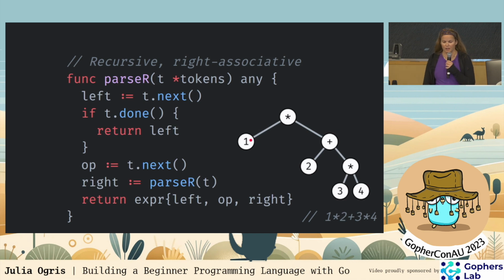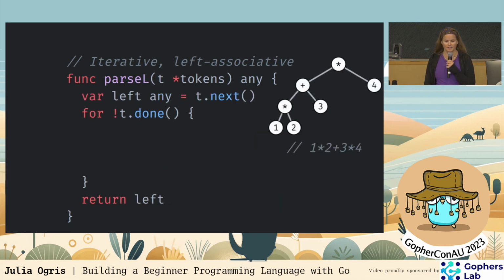Now its counterpart, the parse left algorithm, is counterintuitively, at least to me, not just a little rearrangement of what we've just seen. It can actually be expressed as an iterative algorithm. That's, I guess, because you go through the token stream from left to right. And it's also built up from the bottom.